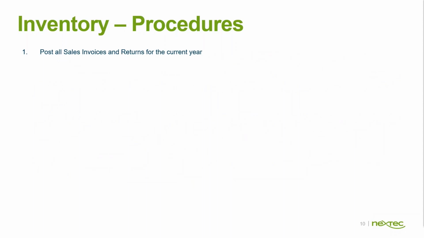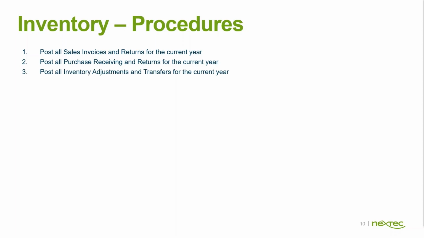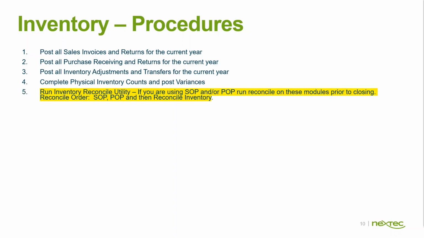The procedures are as follows. First, you're going to post all your sales invoices and returns for the current year. You're going to post all the receiving and returns for the current year. You're going to post all the inventory adjustments and transfers for the current year. You're going to complete the physical inventory counts and post the variances. You're going to run the inventory reconcile utility. If you are using SOP and or POP, you're going to run these reconciles on the modules too. The reconcile order should be SOP, POP, and then the inventory reconcile.